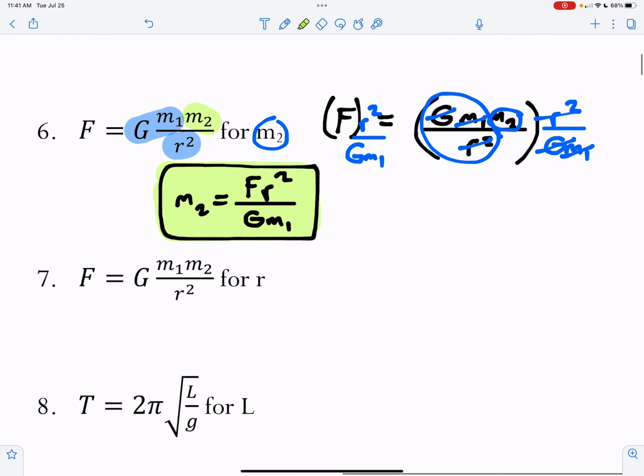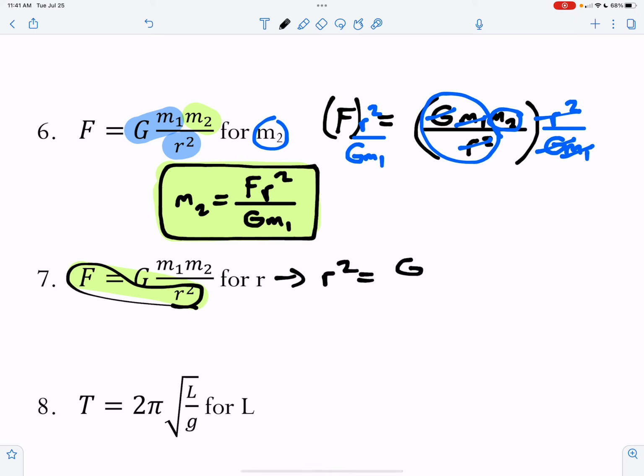Okay, number 7, it's the same equation, but this time you're solving for R. Now, the first thing I would do is isolate and solve for R squared, and then you can get rid of the squared. Since R is in the denominator, how about we start with a switcheroo? And we switch with the F over on the other side. So if I do that, we get R squared on the left equals G, I'm going to write G up top with those two there, times m1 times m2 divided by F.